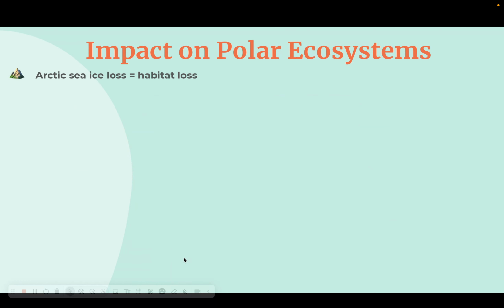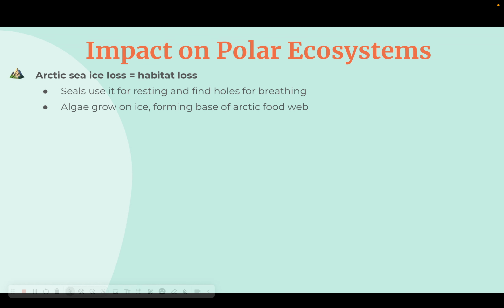And so, what does this mean for the polar regions? Because we think, well, there's not a lot of people that live there, so what's the big deal? Well, this Arctic sea ice loss is going to cause a pretty tremendous habitat loss. And because of that, it's going to really impact the food web of our oceans. Seals in particular use it for resting and for finding holes for breathing. Losing that sea ice is going to be a problem for that.